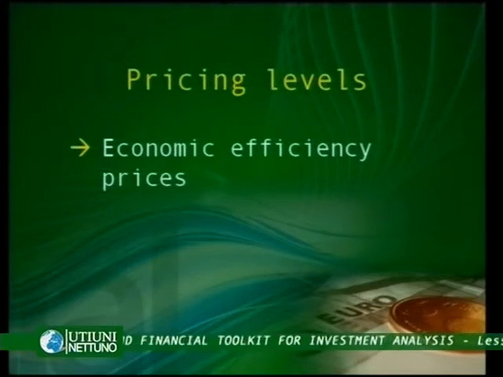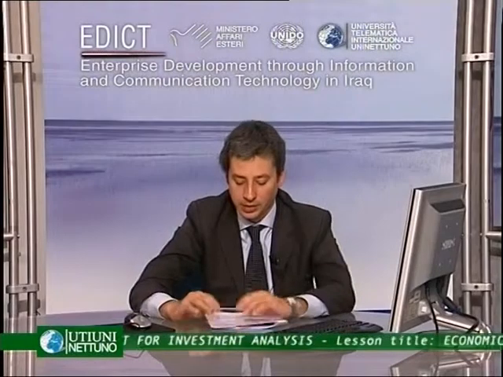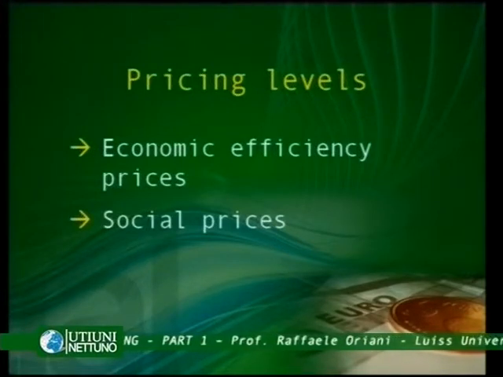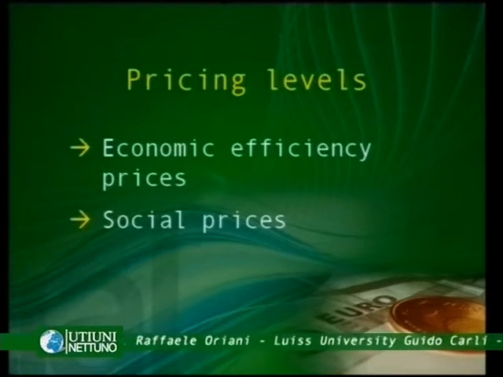So as concerns pricing level, we have to remark that economic pricing requires that values are assigned to inputs and outputs of a project. This can be done in two different ways and at two different levels, that here are defined as economic efficiency prices and social prices. So what is the meaning of these two definitions?